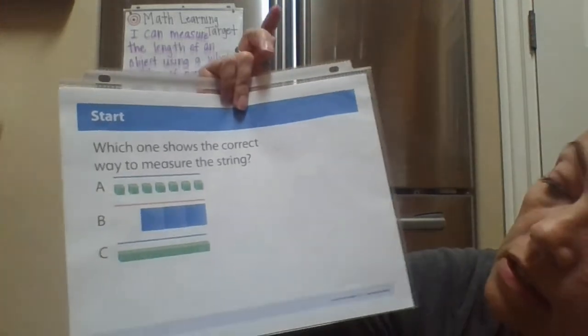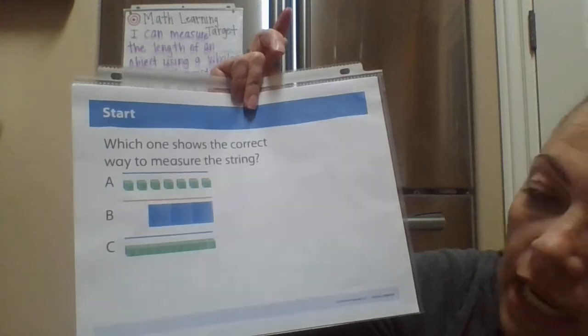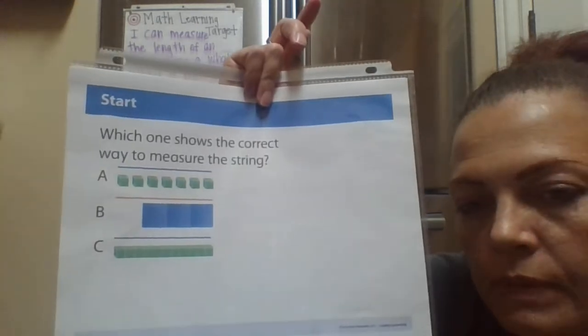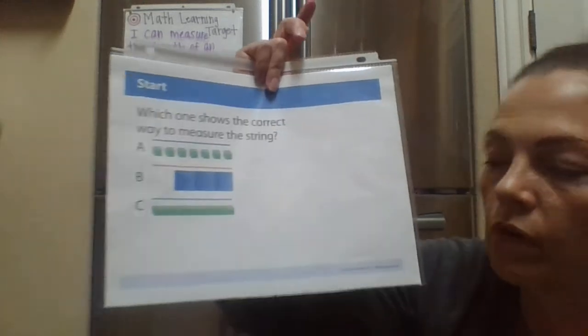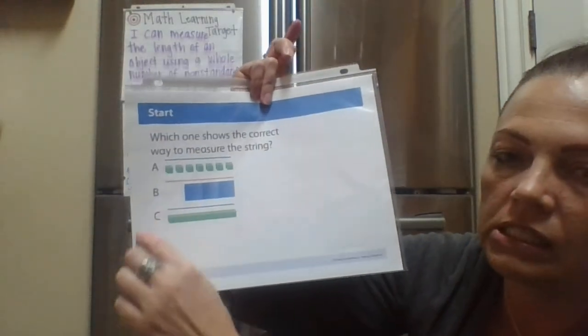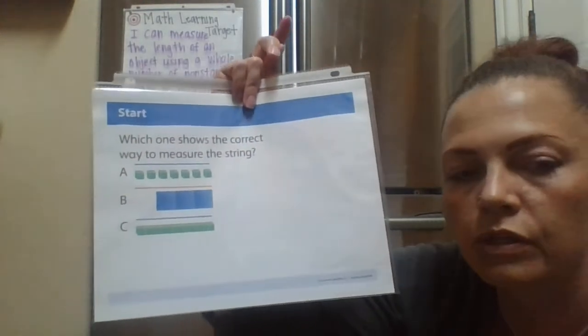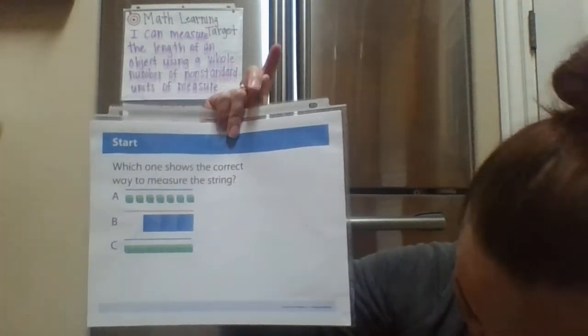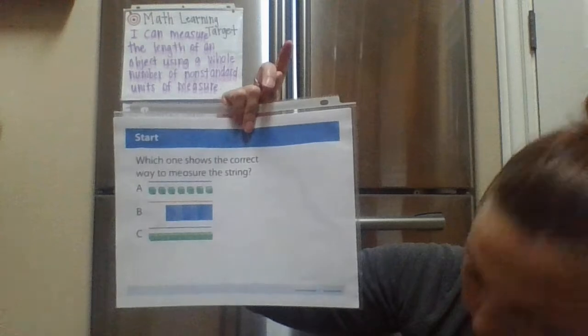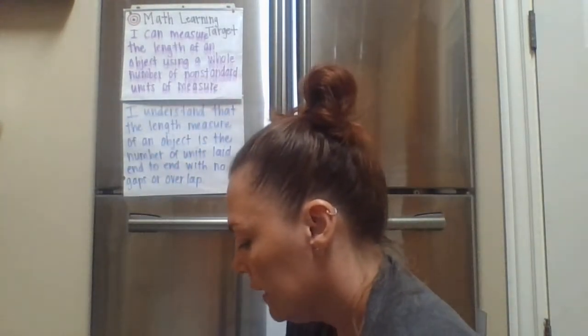No. What about C? Are all those cubes laid end to end with no gaps and no overlap? Yeah, they are. So our answer on this one would be C. C is the correct way to measure the string. Each cube is laid end to end with no gaps and no overlap. So that's the correct way to do it. All right.